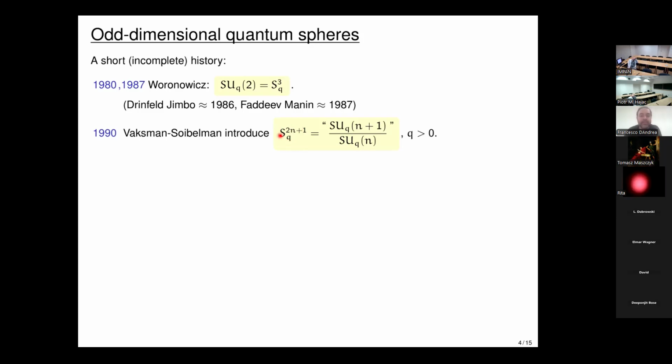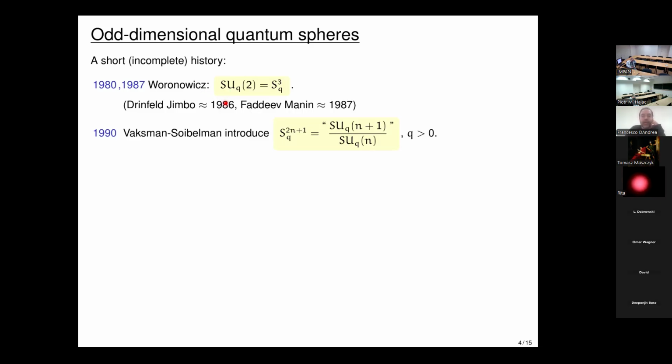Now, the sphere is denoted by S, not to be confused with the partial isometries in the graph C star algebra. Again, in case this notation is confusing, you just ask me. But whenever there is a subscript Q, this S probably means sphere and not partial isometry. Here Q is a positive number, our deformation parameter. The first example in some sense of these spheres comes from Woronowicz, because S3Q is the quantum space underlying the SUQ2 quantum group.